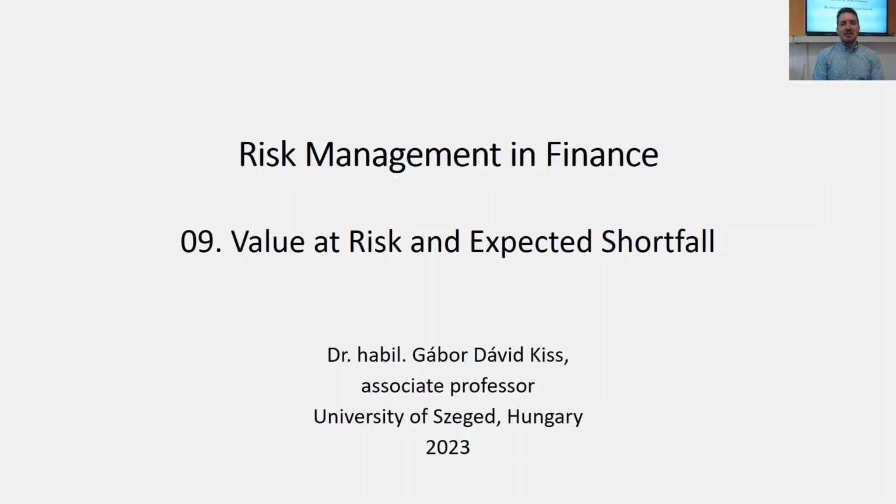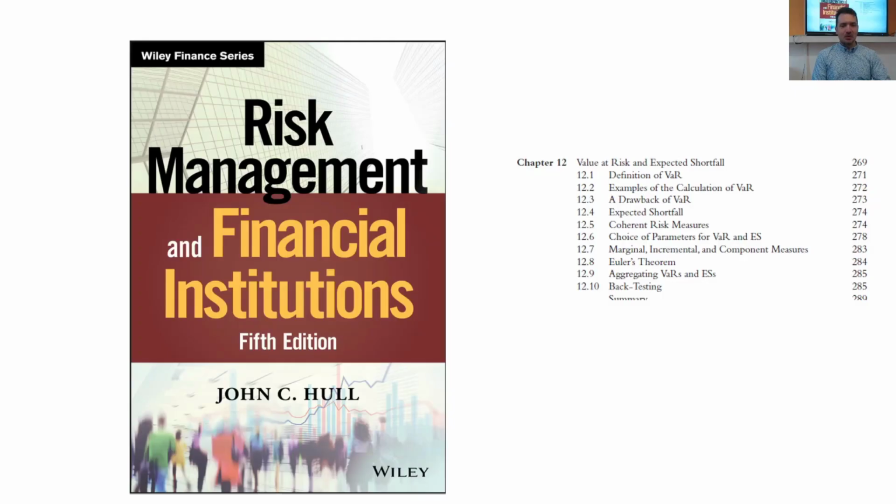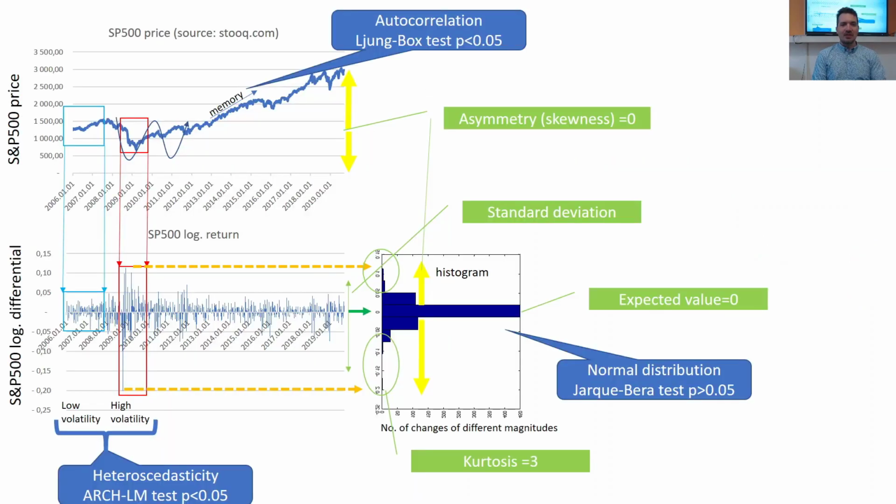Today we will see the practical applications. So value at risk and expected shortfall will be on the menu. This is chapter 12, and we can see that now we are close to the end of the 200th page, so a lot of things will happen.